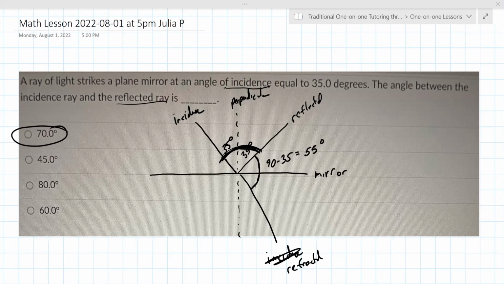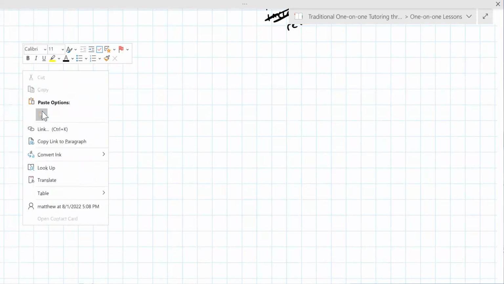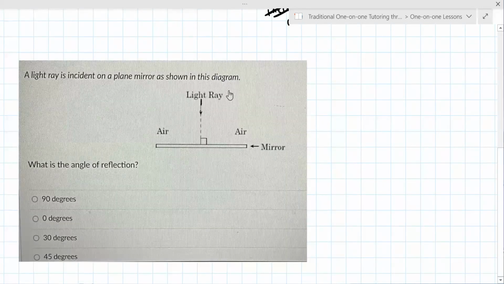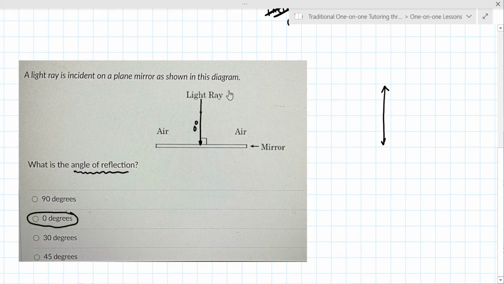So next question, kind of the same deal here. It's asking about a light ray coming in that's 0 degrees to the perpendicular. I think it's confusing because you really want it to be from the surface, but in this case, it's from the perpendicular. So it's 0 degrees. It comes straight in, bounces straight out. The angle of reflection is the one that goes out. The angle of incidence is the one that goes in. They're always with respect to the perpendicular. So it's the same angle. Same angle in, same angle out.